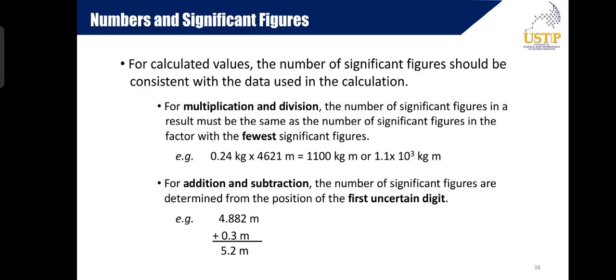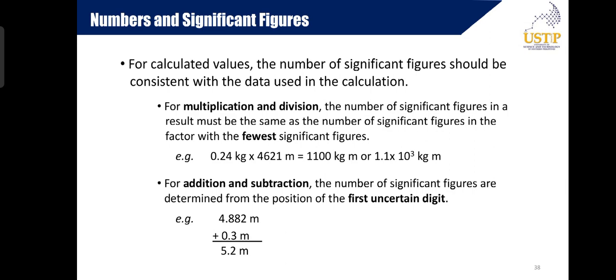For addition and subtraction, the number of significant figures is determined from the position of the first uncertain digit. For example, 4.882 meter plus 0.3 meter. The answer will be 5.2 meter. So, when you say the number of significant figures is determined from the position of the first uncertain digit, it is the least decimal places that you can get.